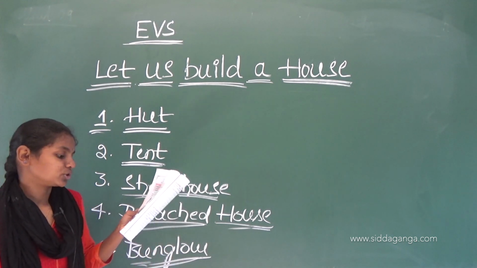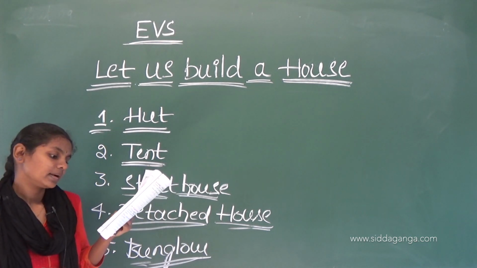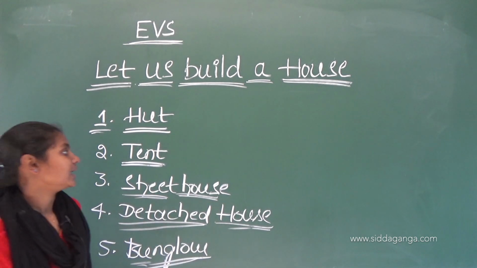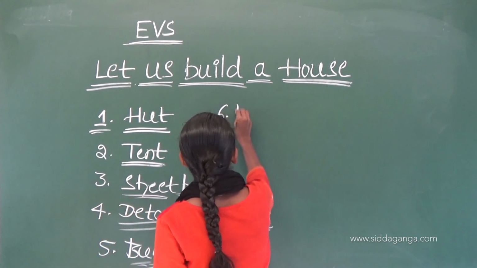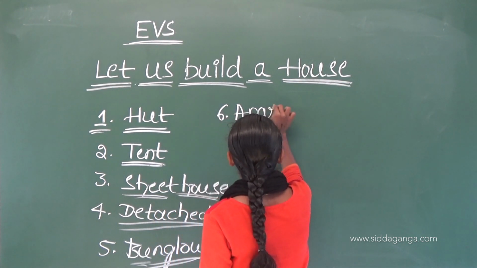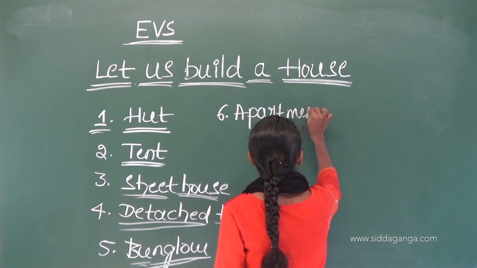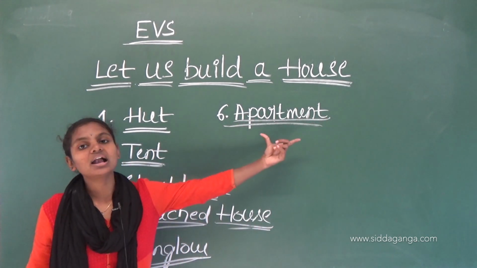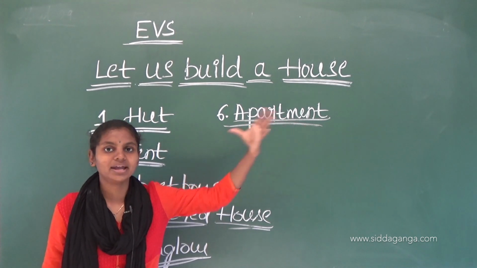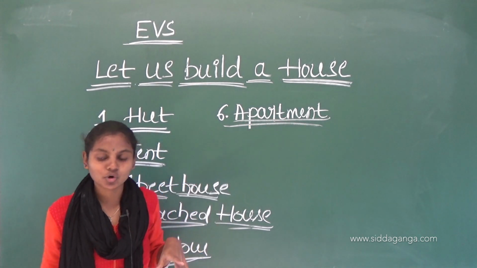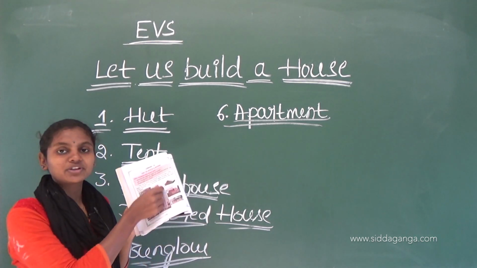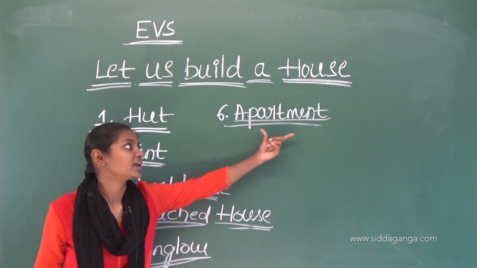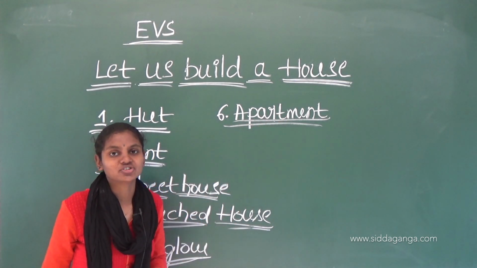Okay, next move on to the sixth. One, two, three, four, five, six, yes, the sixth picture, that is apartment. In that building there are so many houses, right? Those are called flats or apartments. Understood this? So the sixth picture is a large building, we can call it apartment. You have to write apartment below that picture.